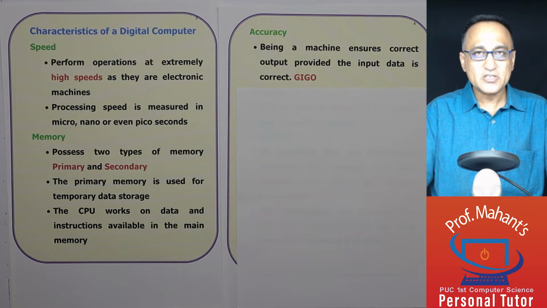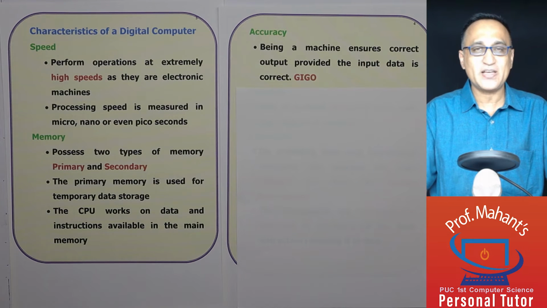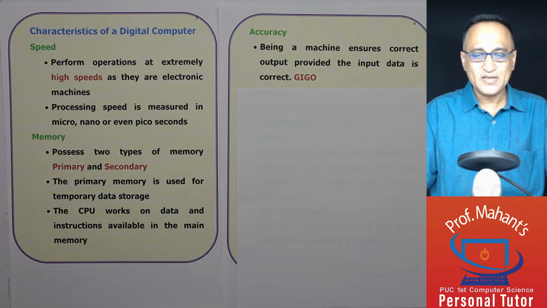As opposed to humans, humans can make calculation mistakes due to fatigue, boredom, tiredness, disinterestedness, and so on. But being a machine, it is not subject to any of these emotions, and it's going to provide you the correct result each and every time you execute it.